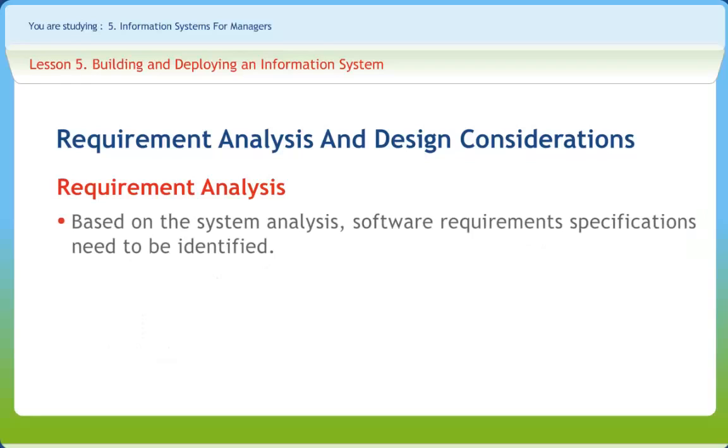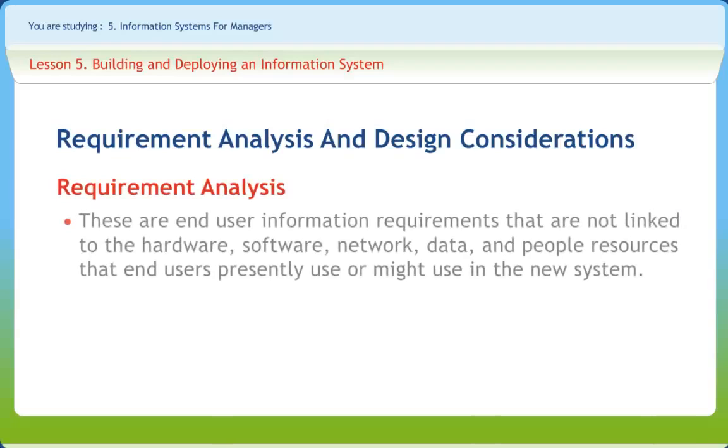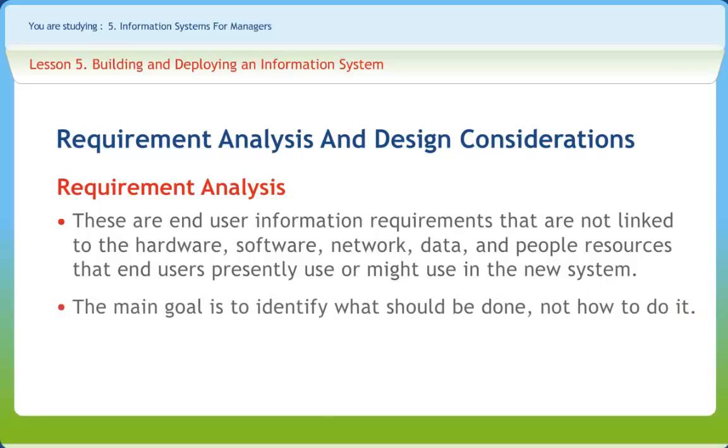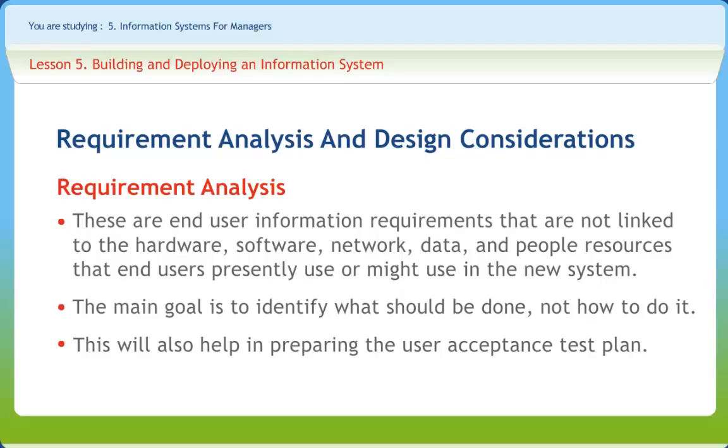Based on the system analysis, software requirement specifications need to be identified. These are end-user information requirements that are not linked to the hardware, software, network, data, and people resources that end users presently use or might use in the new system. The main goal is to identify what should be done, not how to do it. This will help in preparing the user acceptance test plan.